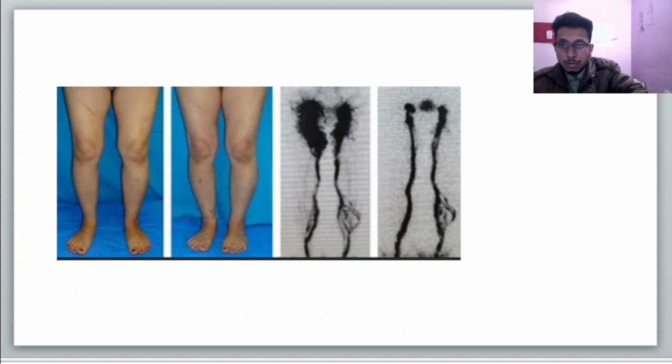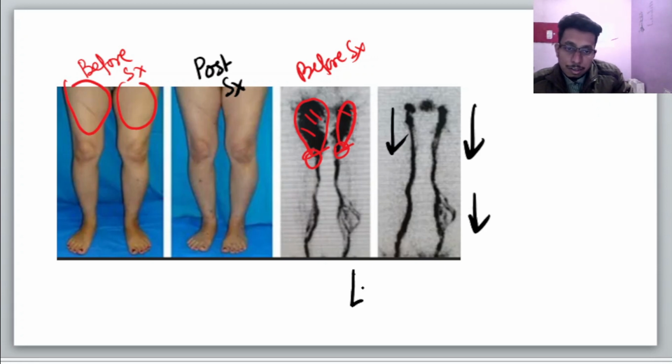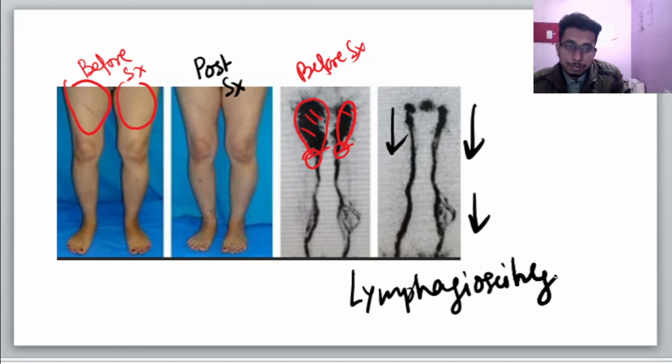So this is a picture of lymphangioscintigraphy. This is before surgery. These two are before surgery. Here clearly we can see there is blockage leading to collection of lymphatics in the upper thigh region. This is the post-surgery picture. We can see clearly that lymphatic flow is well established through this lymphangioscintigraphy. Alright.